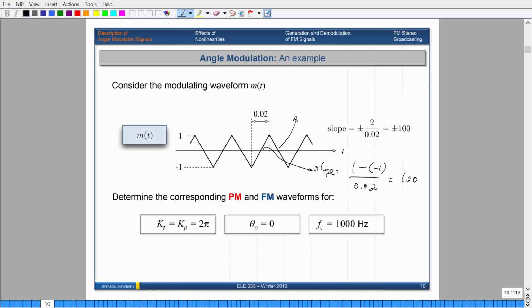Okay. Similarly, this one is minus 100. So the slope in between any points in time is either plus 100, so it's constant, or negative 100. So that's why there's a plus minus 100 here. Okay. So let's actually sketch what the actual waveforms look like.